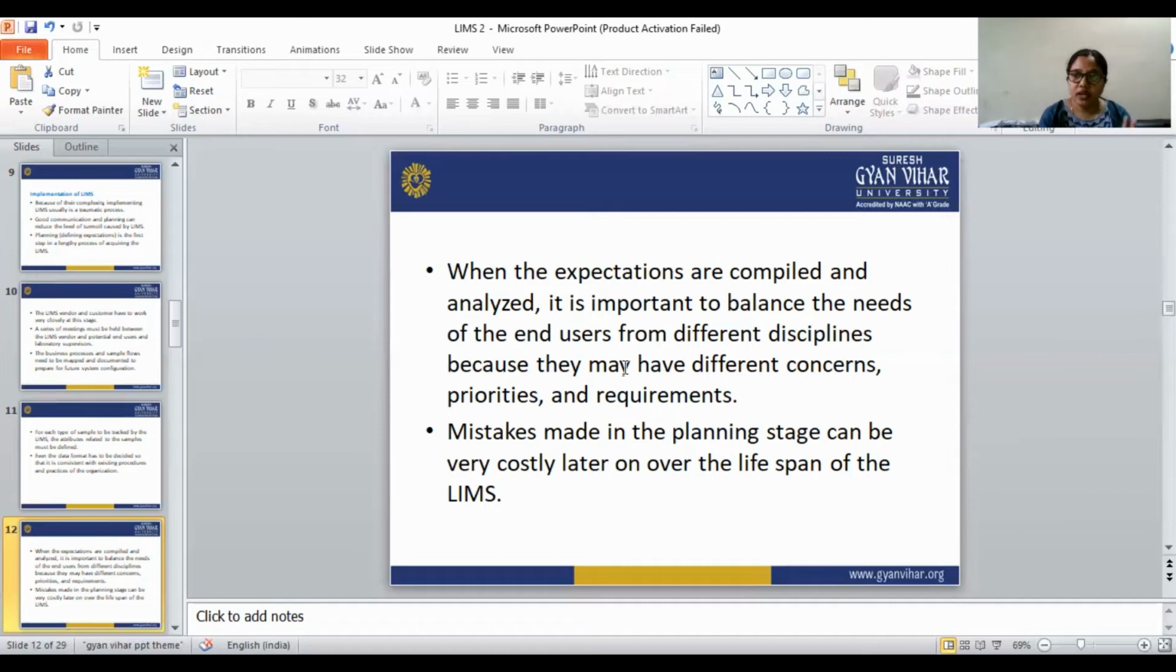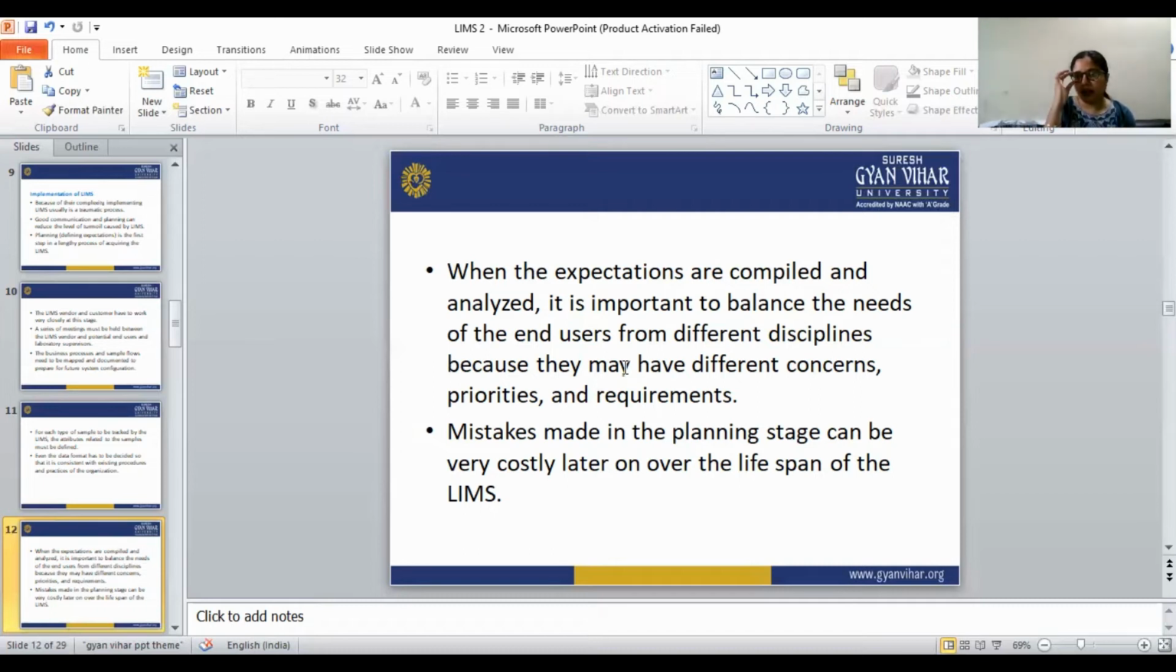The customer explains all the expectations of their needs to the vendors, and the vendors compile and analyze all the expectations of the customer side, and they have to make a plan without any mistakes from both sides. Mistakes made in the planning stage can be very costly later on over the lifespan of the LIMS.